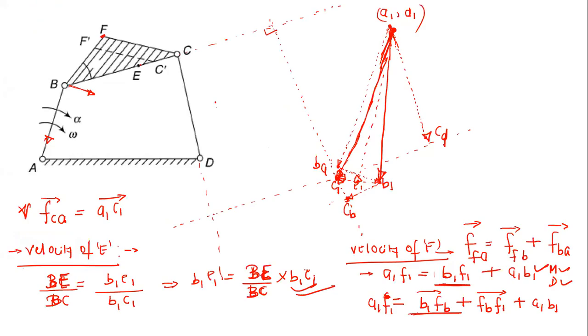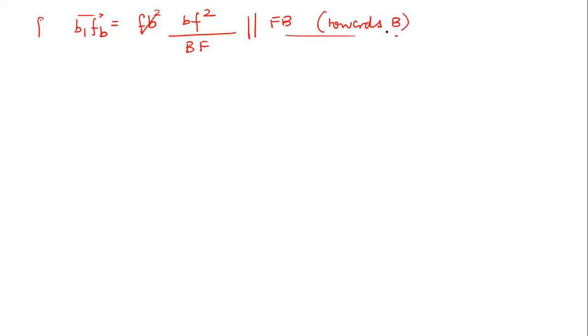FB square upon capital FB. Since we have the velocity diagram, it is very easy to see that the magnitude of the B1 FB vector is simply equal to BF square divided by BF. It doesn't matter whether you take FB or BF because we are taking the magnitude. We know the direction is parallel to FB, so this acceleration will be directed towards B. The direction is completely known to us.